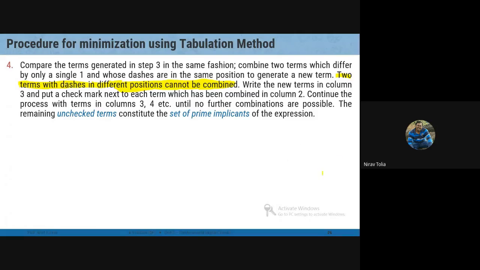So write the new terms in a column 3. Now we have to make a column 3 and put a check mark next to each term which has been combined in column 2. Continue the process with terms in column 3 and 4, etc., up to the end, until the further combination is not possible. Okay.